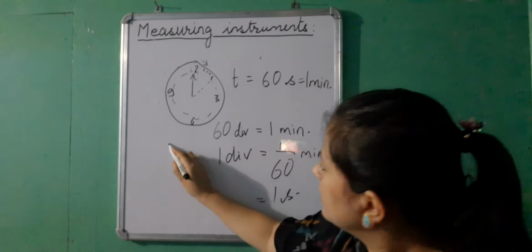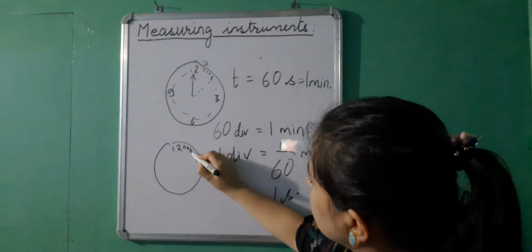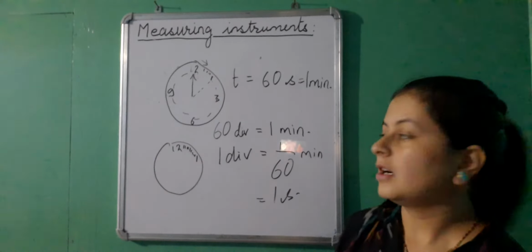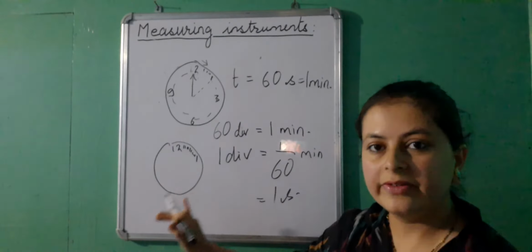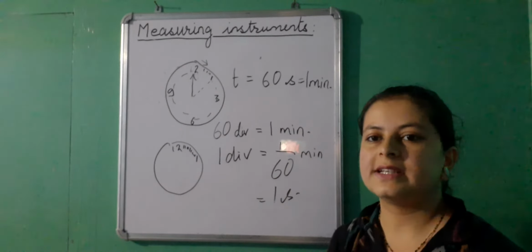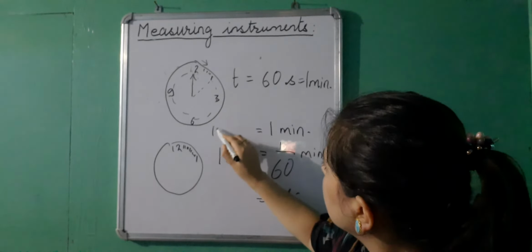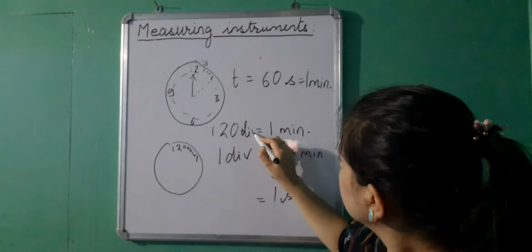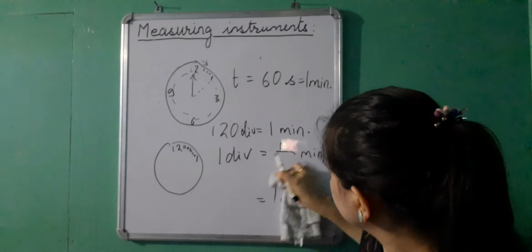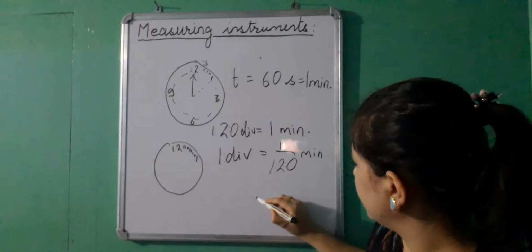Or some clocks may have 10 divisions here. That means it totally covers 120 divisions in one revolution, that means in 1 minute. Okay, so if that kind of clock is taken into consideration, then I can write 120 divisions is giving you a time interval of 1 minute, then one division is giving you a time interval of 1 by 120 minute, that is half a second.